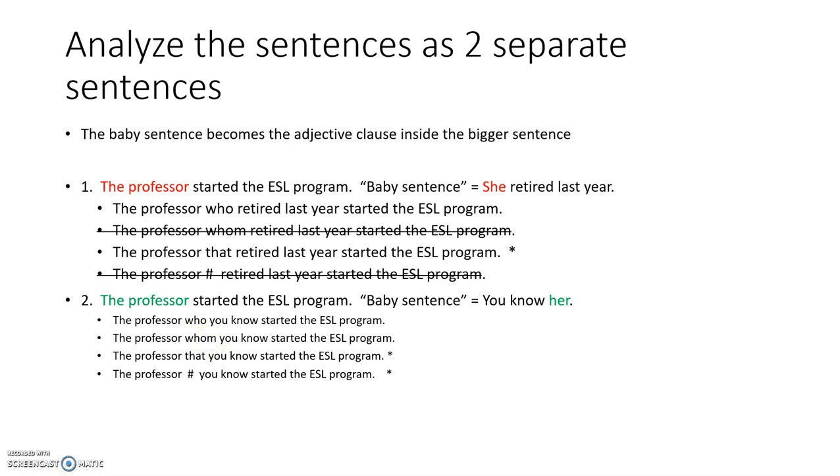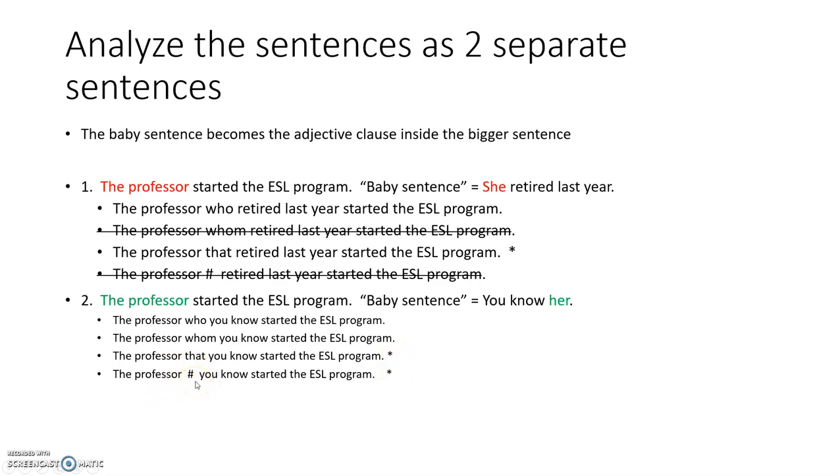Okay, so whom can only be used when it refers to an object, as in you know her. That word has disappeared, right? That word is represented by the word whom. You can use who, you can use whom, you can use that, and I put an asterisk. That's probably the most common way, or maybe also very common with no pronoun.